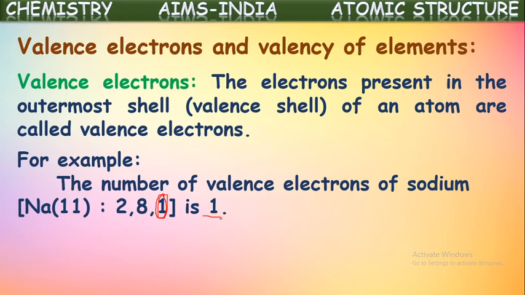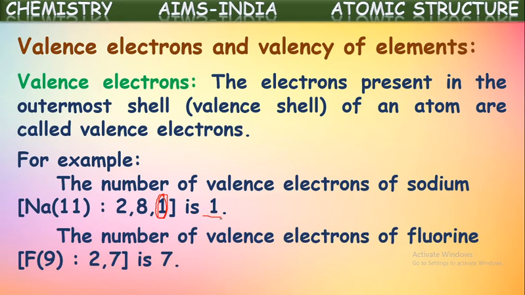Let us see one more example. The number of valence electrons of fluorine is, what is the atomic number of fluorine? We know it is 9. So if you write the electron configuration, we get 2, 7. Now for fluorine, the last shell or valence shell is the second one. In the second shell, how many electrons are there? There are 7 electrons. So the number of valence electrons for fluorine is 7.